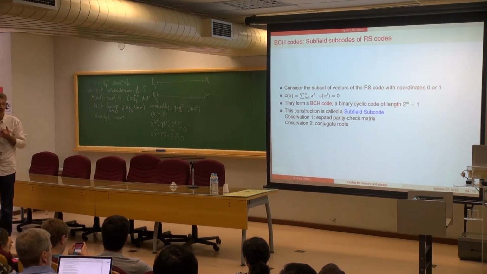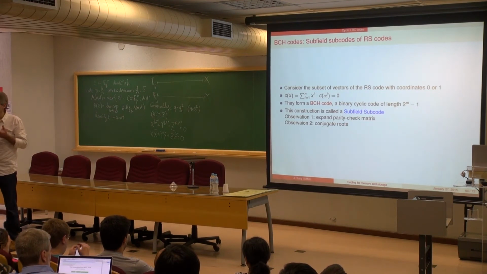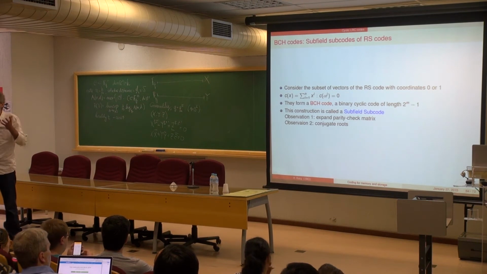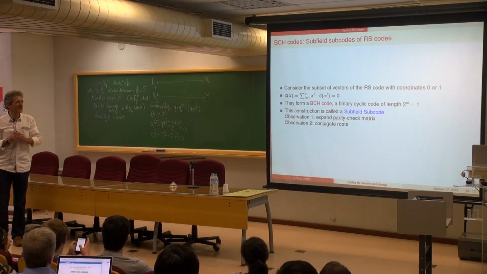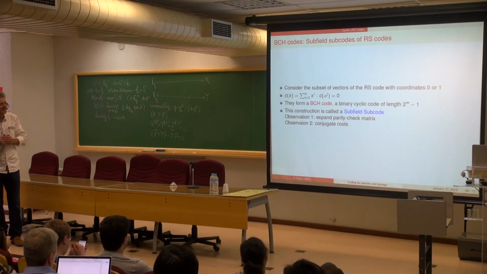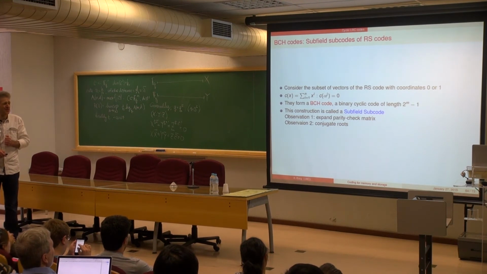It is a binary cyclic code of length 2 to the m minus 1, and they're very important codes. They are mentioned in all textbooks. They are even mentioned in the modern coding theory textbook. So they are indeed very important. So this construction is called subfield subcode.